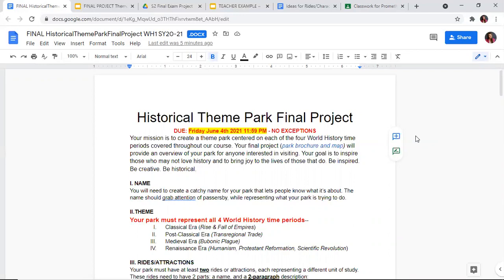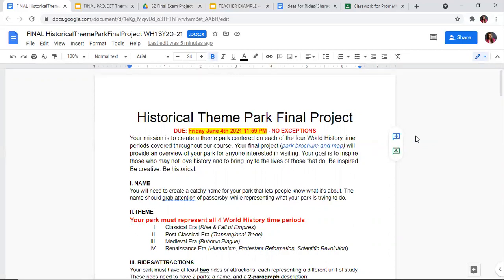Your final project, which will be a park brochure and map in Google Slides, will provide an overview of your park for anyone interested in visiting. Your goal is to inspire those who may not love history and bring joy to the lives of those who do. Be inspired, be creative, be historical.